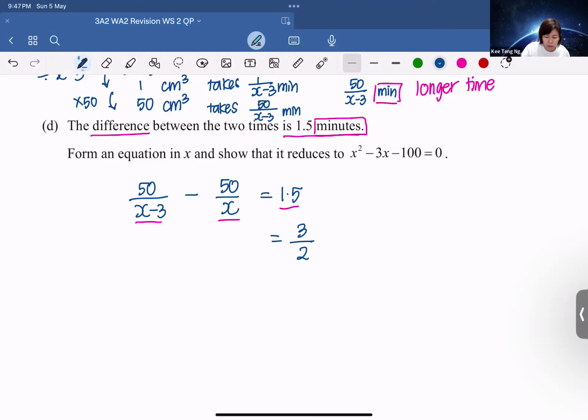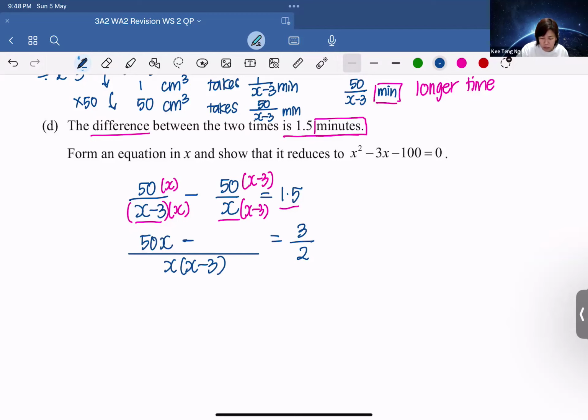So I'm going to multiply here by x. Not multiply by minus 3, I'll multiply by x minus 3, the whole term. Okay, now I'm going to combine them into one single denominator. Then this one, multiply them together. Be careful, this is subtraction. I'll do my expansion a little bit later.